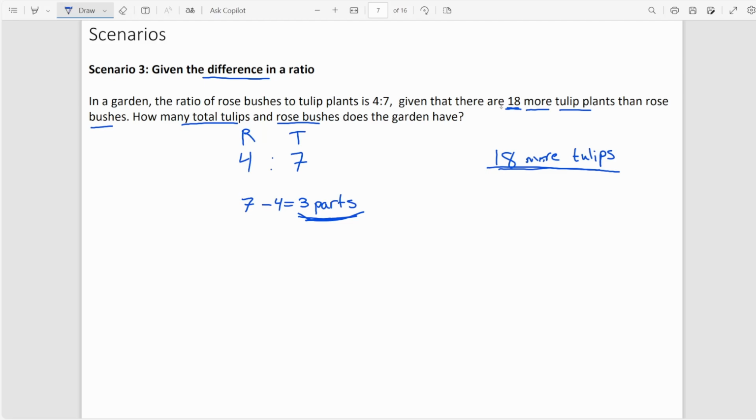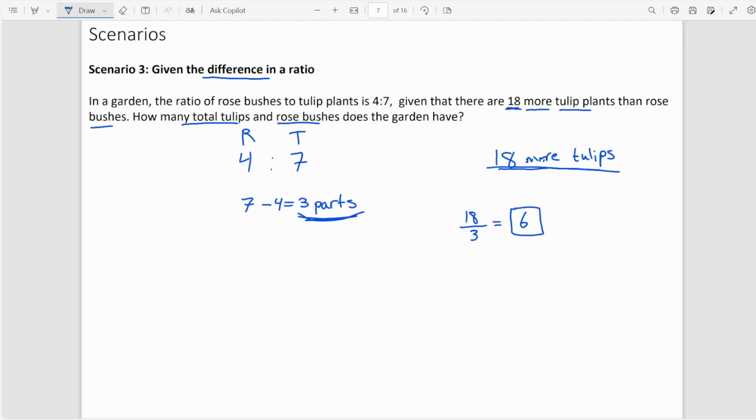So again, we have a difference in the actual amount of 18 tulips. The difference in parts is 3 parts. So 3 parts are represented by 18 tulips. So how can I find how much one part represents? I will divide 18 by 3, and we get 6. What does this mean? Well, one part represents 6 plants, basically, whether they're rose bushes or tulip plants.